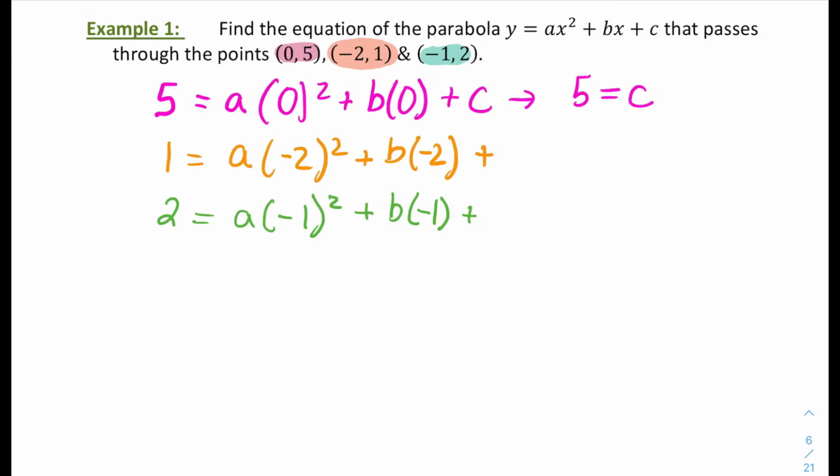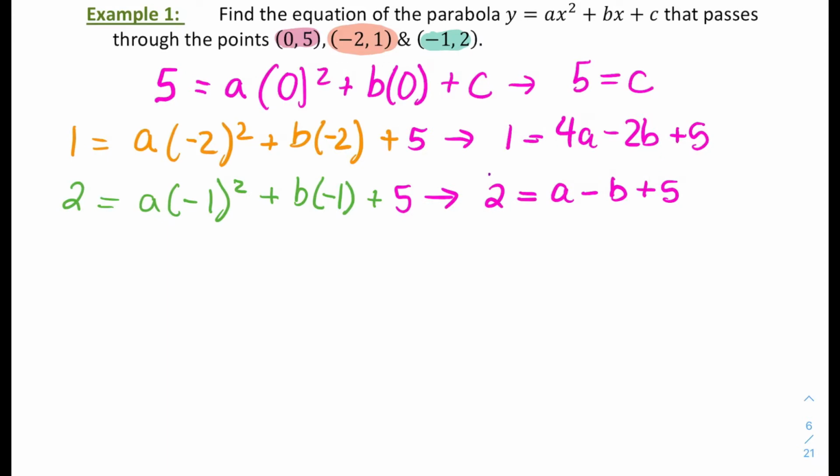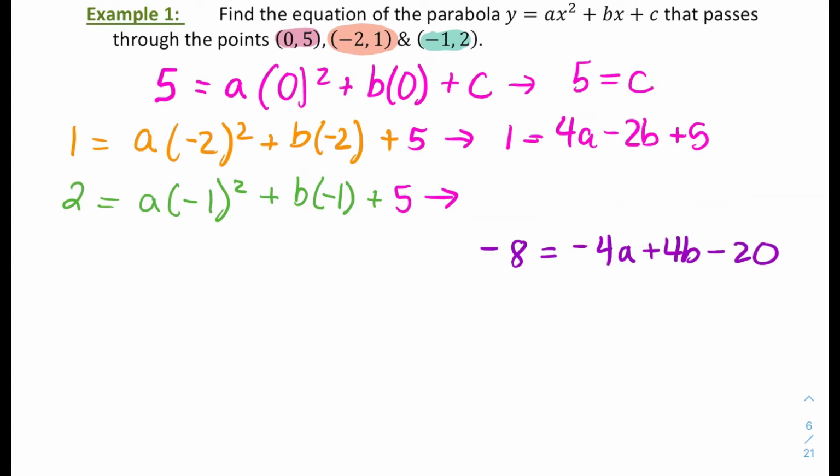Then, since you have c, plug it into your other 2 equations, it'll make your life easier. Continuing simplifying, I'll have 1 equals, if I square my -2 and take it times a, 4a minus 2b plus 5. And then simplifying my green one there, similarly, I'm going to have those 2 new equations. If I do a little bit of elimination and multiply that second new equation I got by -4, then I can add it to my first new equation and end up with my a's eliminating.